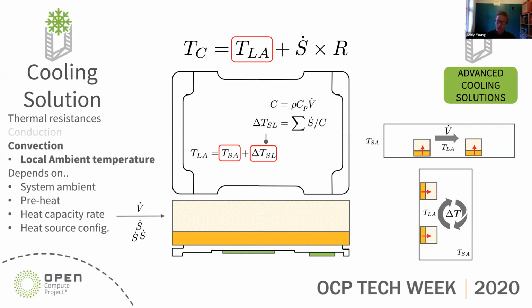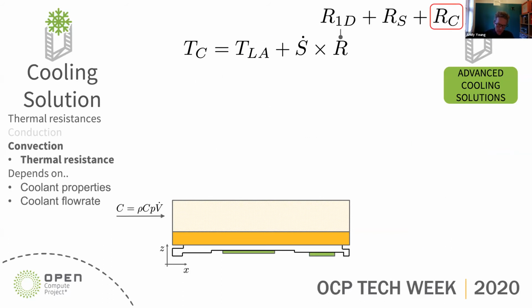So right away, we're seeing a precursor effect due to upstream heat sources, which is going to mean that the temperature reference point of one chip is going to be different from another. A great example of a systems effect.